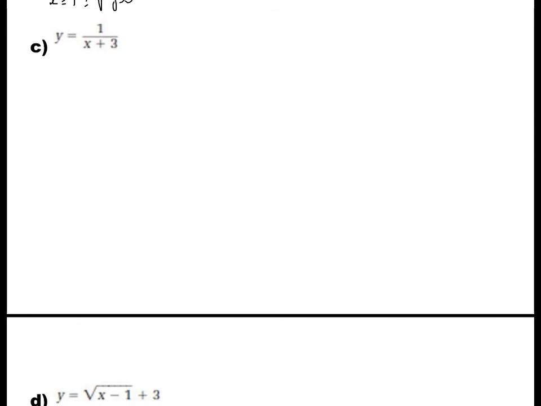In this example, y is equal to 1 over x plus 3. Again, to find the domain, we are going to look at the variable x. Since the variable is in the denominator, and division by 0 is not allowed, we are going to say that x plus 3 cannot be equal to 0. We move 3 to the right, we get x cannot be equal to negative 3. So automatically our restriction is x can be any number except negative 3. So our domain is x, a member of R, and x cannot be equal to negative 3.